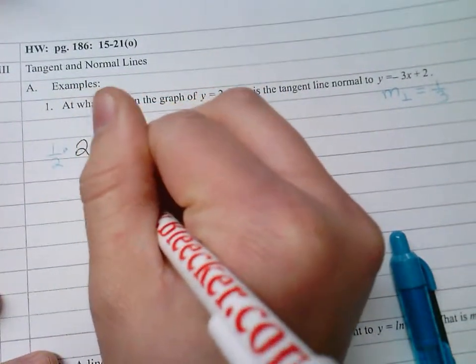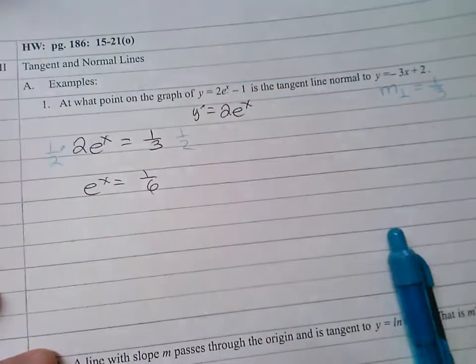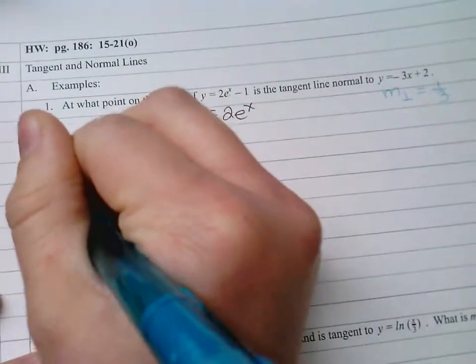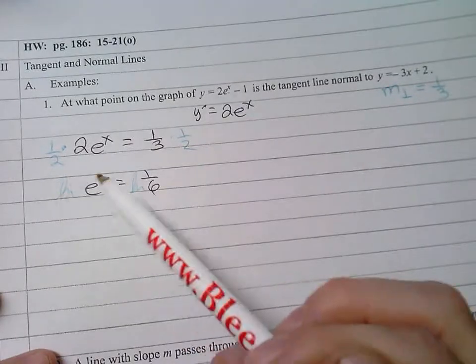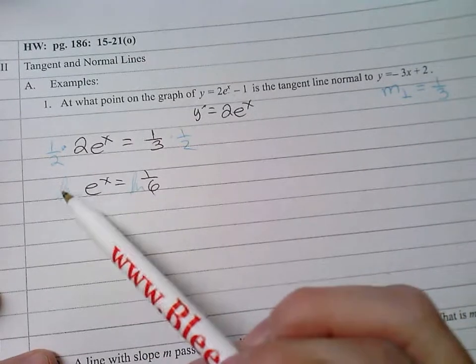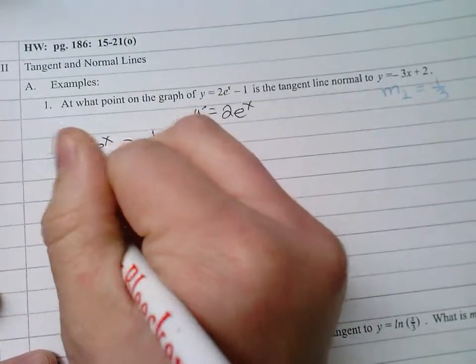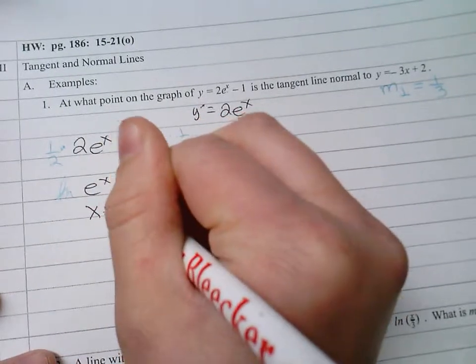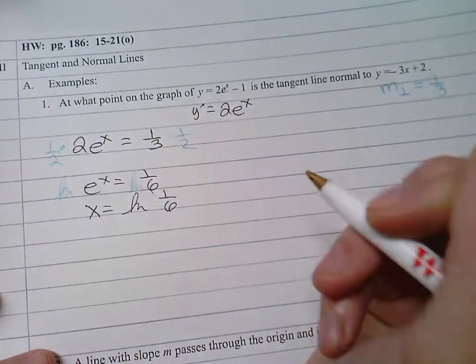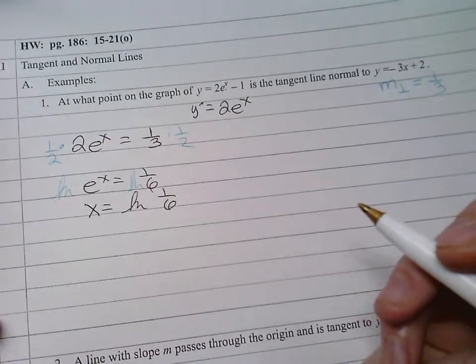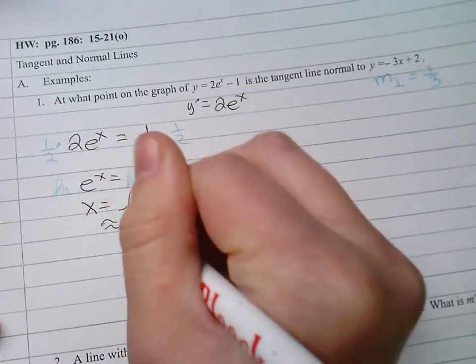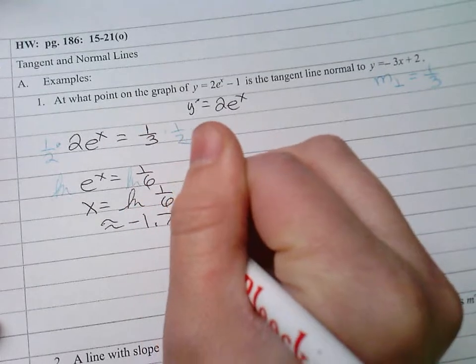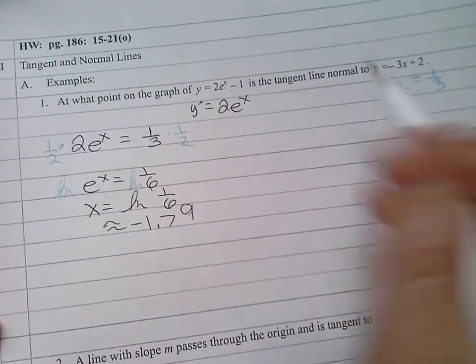So e to the x equals 1/6. Natural log both sides. So this just brings the x here, and then ln of e is 1. So x equals the ln of 1/6, which is going to be equivalent to around negative 1.79. So here's our x value.